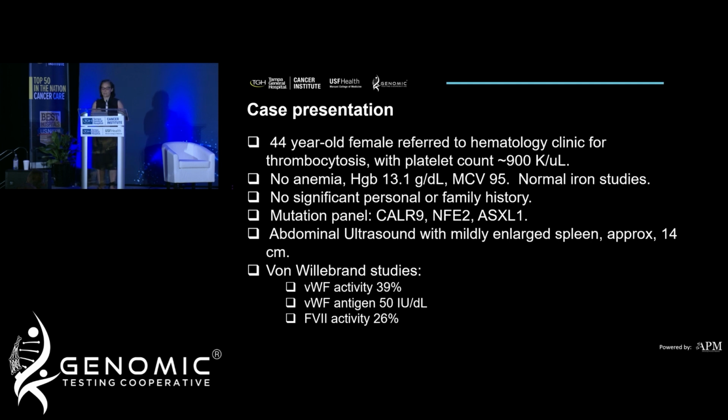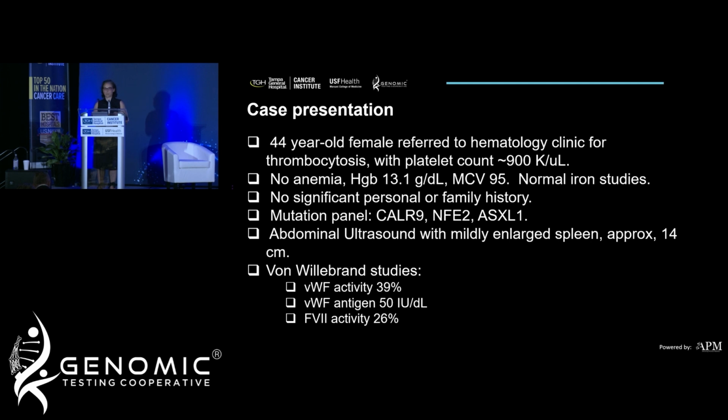She had a mutation panel done because of the thrombocytosis, and it was positive for CALR, NFE2, and ASXL1. An abdominal ultrasound showed a mildly enlarged spleen, approximately 14 centimeters. At one point in time, she also had von Willebrand studies performed. Although the factor 8 activity, not factor 7, my apologies, was a little bit below 30%, the rest of them were above 30. So not consistent with an acquired von Willebrand, but very close and low.